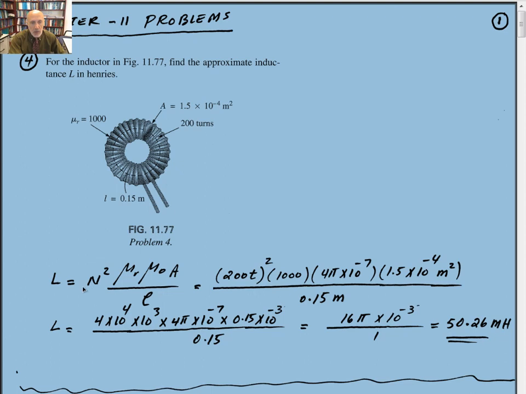Basically, just plug into the equation that L is equal to N squared times mu sub r times mu sub 0 times A divided by l. There's 200 turns, so it'll be 200 squared times mu sub r, which is 1,000, times mu sub 0, that's permeability of free space, which is 4 pi times 10 to the minus 7. Area has to be in meters squared, and the length has to be in meters, so it's all in the correct units. Plug into the equation, and if you calculate that, it gives you 50.26 millihenry.